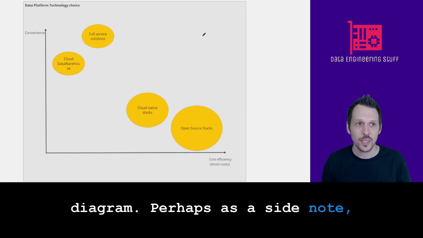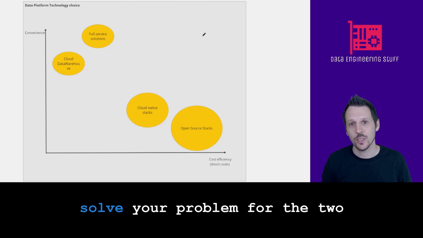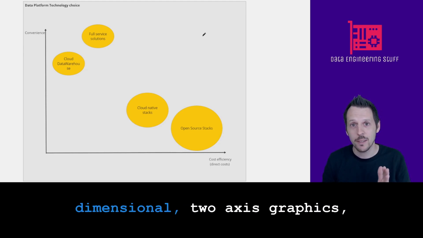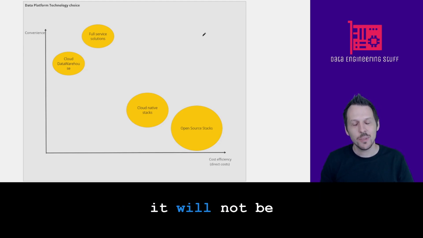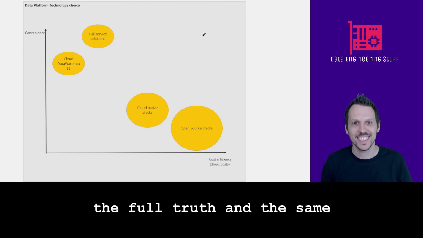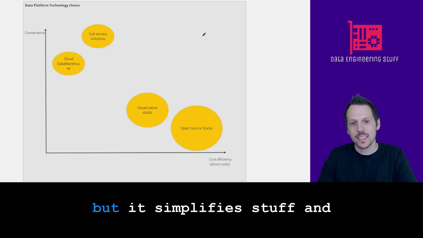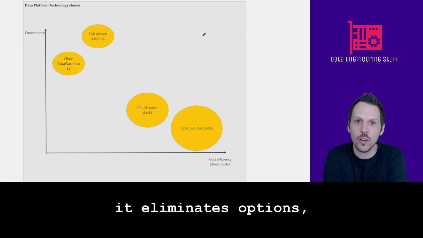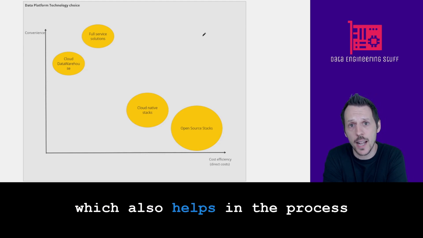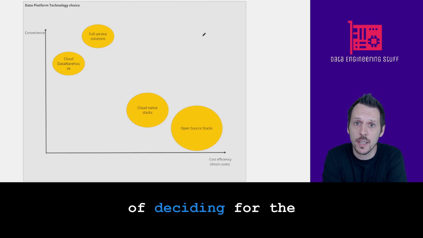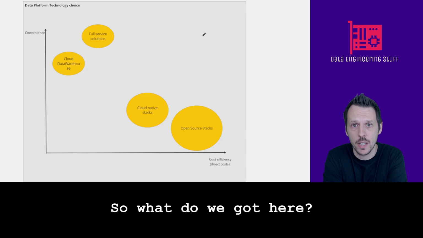Perhaps as a side note, if someone tells you that he can solve your problem with a two-dimensional, two-axis graphic, it will not be the full truth, and the same is the case here. But it simplifies stuff, and it eliminates options, which also helps in the process of deciding for the right technology. So what do we got here?